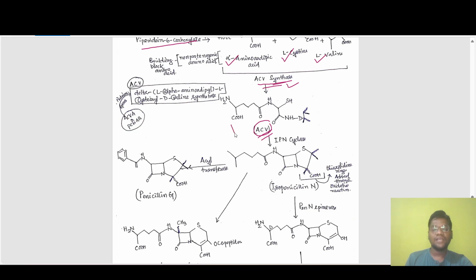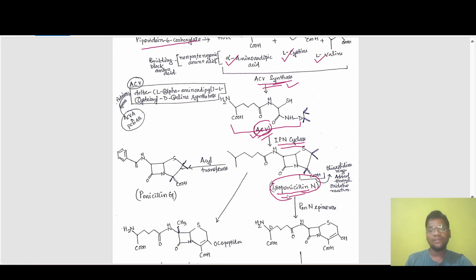Now this ACV is converted to isopenicillin N. This is a major step, I can say. Unless isopenicillin N is synthesized, there will be no further conversion toward antibiotic production in this pathway. So the ACV compound, after its formation, is converted by IPN cyclase. The full form of IPN cyclase is isopenicillin N cyclase. As the next compound being synthesized is isopenicillin N, the enzyme is named IPN cyclase.